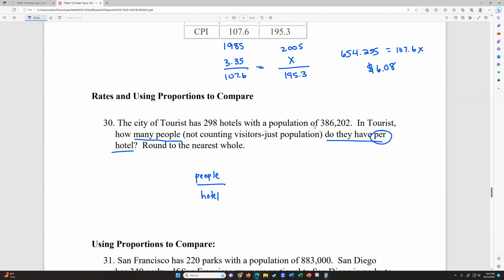But we want to show you how you can do it as a proportion. So you can set up the number of people you actually have, or total number of people we have in our population, divided by the number of hotels, since they said per hotel.